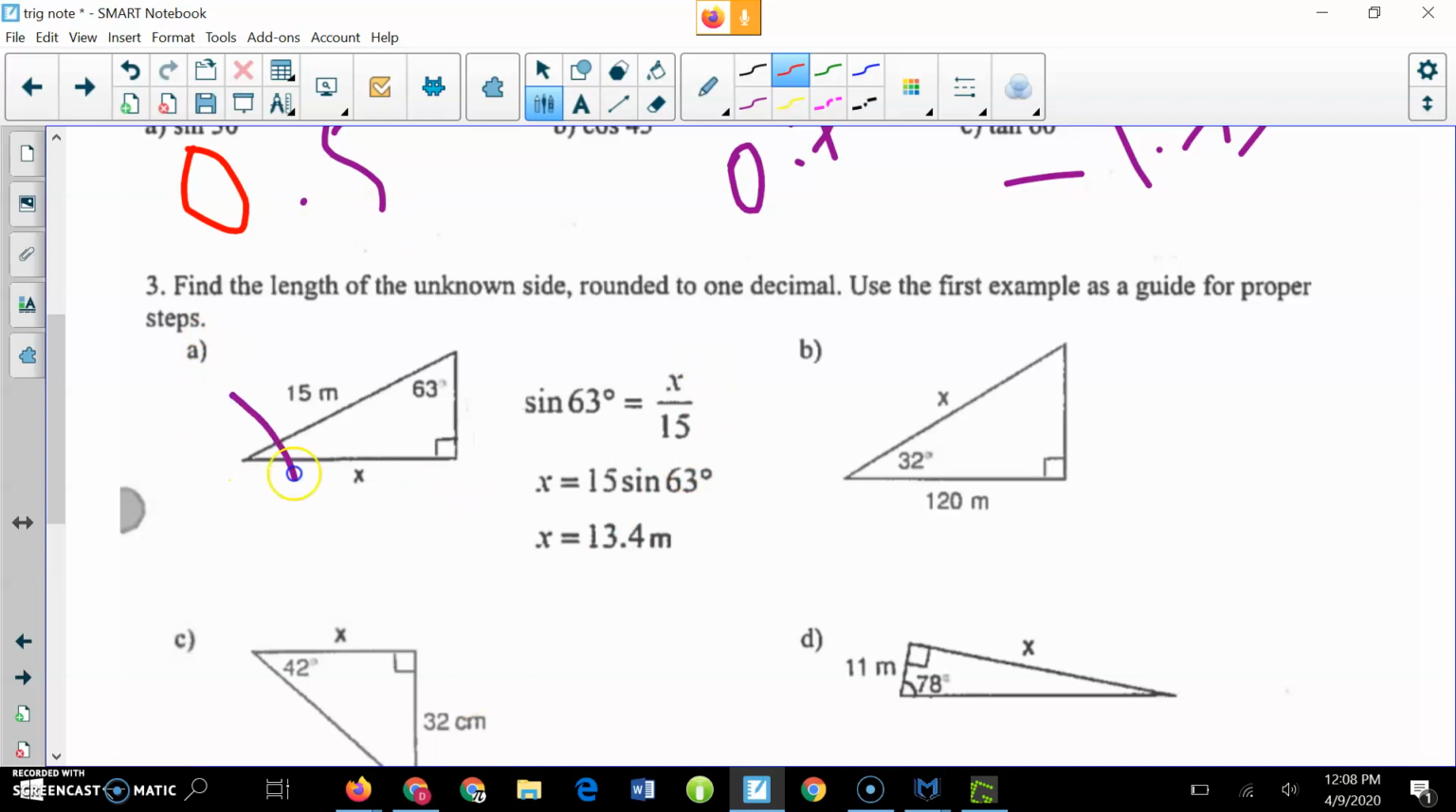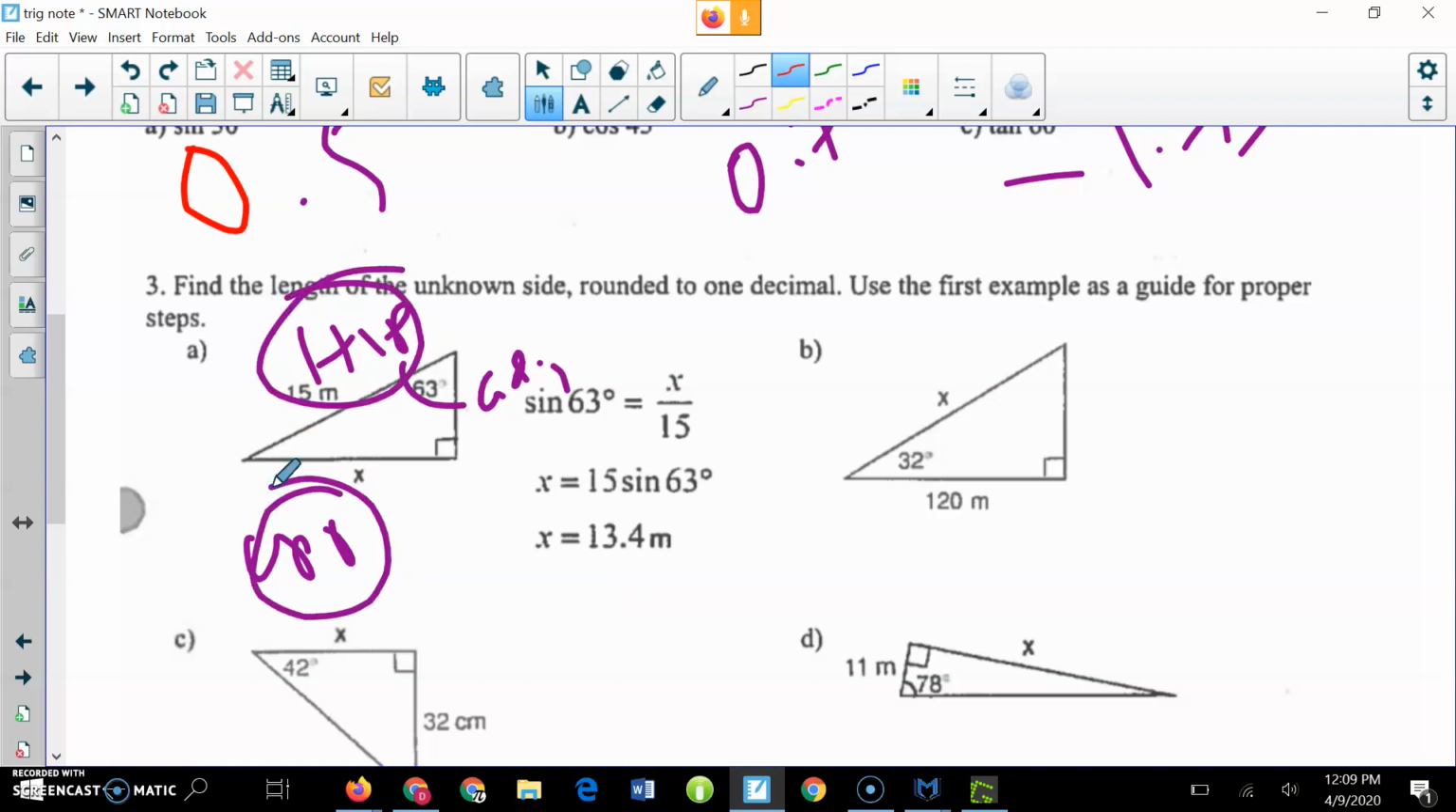So what happened was, ignore that. Here's the angle that I care about. Let's label these. Hypotenuse again. Opposite, because it's across from the angle that I know about. And then what's left over is adjacent. You don't need to label that third side, but I'm going to do it just to get used to it. Then the key sides are hypotenuse and opposite.